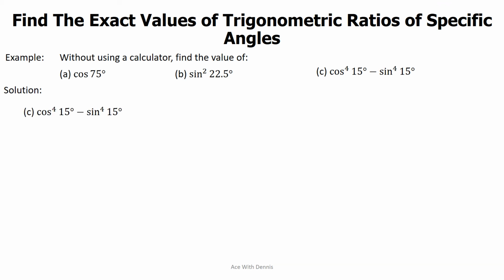Okay, here is the solution for (c). Cosine to the power 4 of 15 degrees minus sine to the power 4 of 15 degrees. We can factorize it. It becomes (cosine square 15 degrees plus sine square 15 degrees) times (cosine square 15 degrees minus sine square 15 degrees). Cosine square 15 degrees plus sine square 15 degrees gives us 1. Then cosine square 15 degrees minus sine square 15 degrees is a double angle formula, which gives us cosine 30 degrees. Hence, the answer is root 3 over 2.